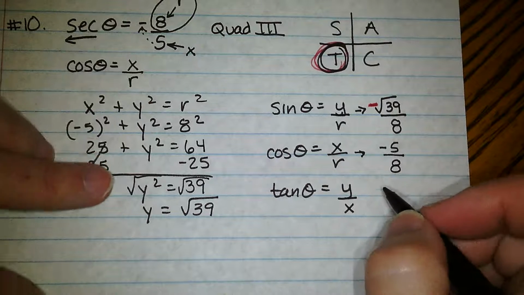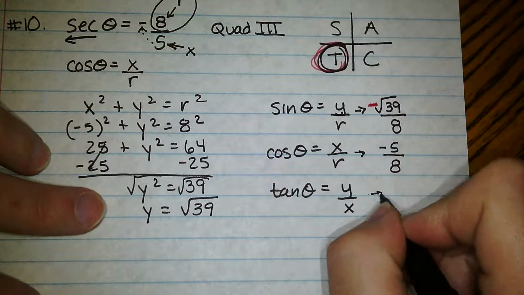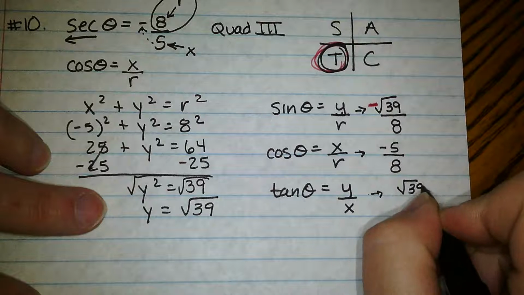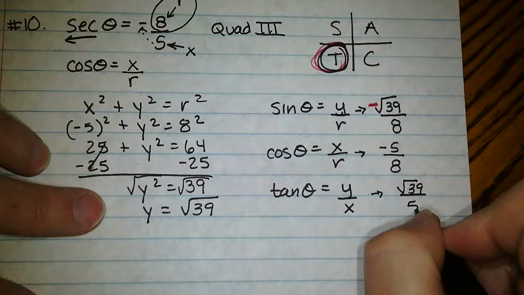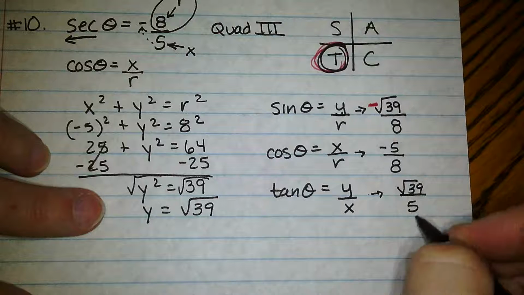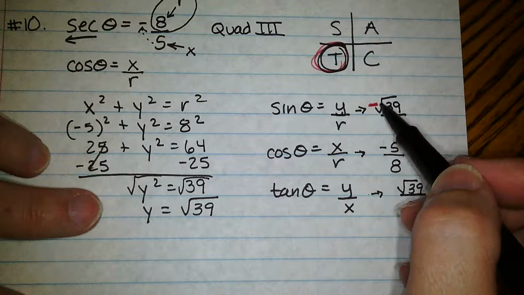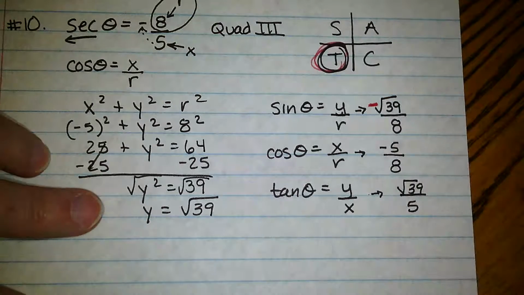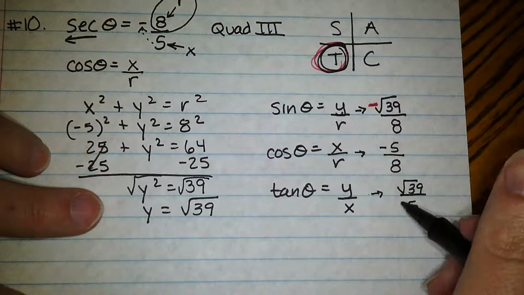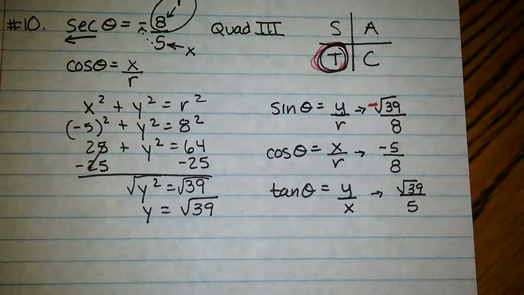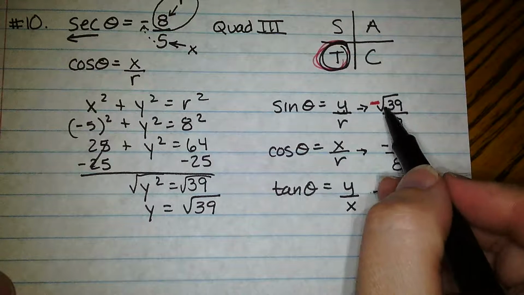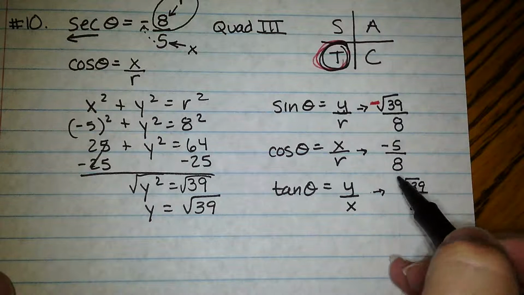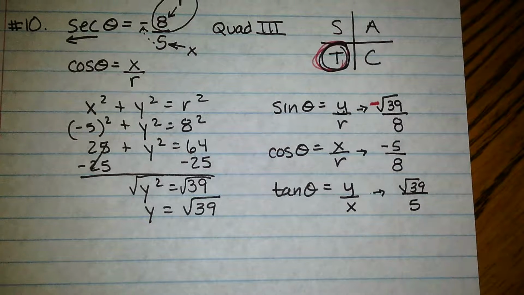Tangent, y over x. Square root of 39 over 5. So this sine value, this y value is negative because you're in quadrant 3. So this is really a negative over negative, but tangent is positive in quadrant 3. So that means that this is your final answer. So you've got a negative radical 39 over 8, -5/8, and radical 39 over 5.